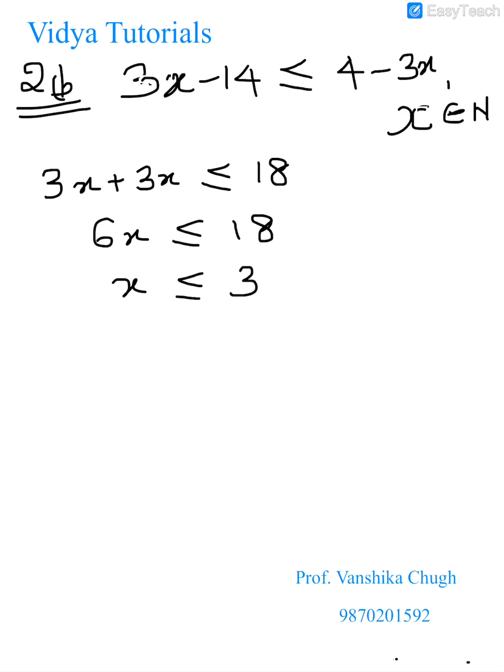So what will be my solution set? X will be equal to, x is a natural number, so, and it has to be less than or equal to 3. So natural numbers start from 1. So my solution set is 1, 2, 3.